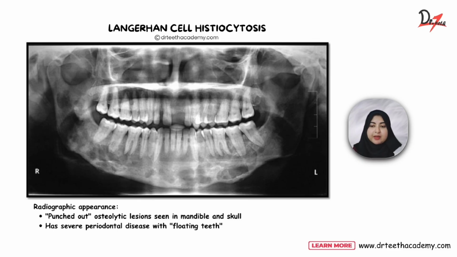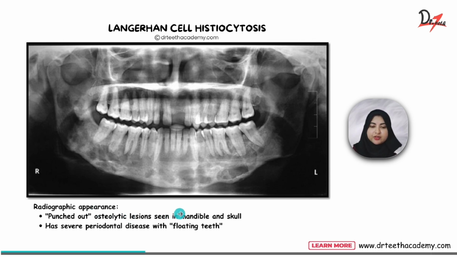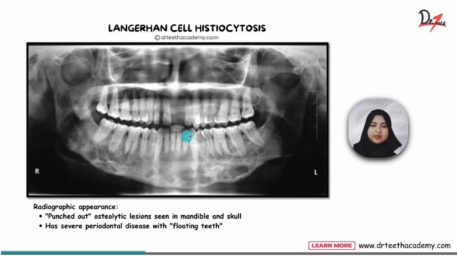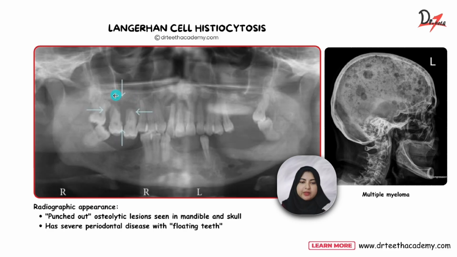Now, when LCH impacts the oral and maxillofacial area, it is marked by unique punched out lesions. You can see we have a lot of punched out lesions, which are observed mainly in the mandible and the skull. So, the radiographic appearance of LCH is punched out osteolytic lesions seen in the mandible and skull. Also, such patients have severe periodontal disease with floating teeth. You can see in the next radiograph, it appears as if these teeth are floating because of the resorption.